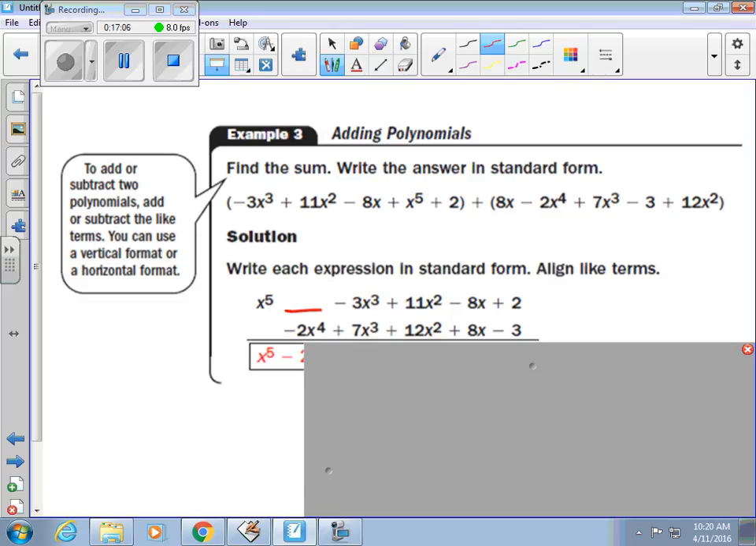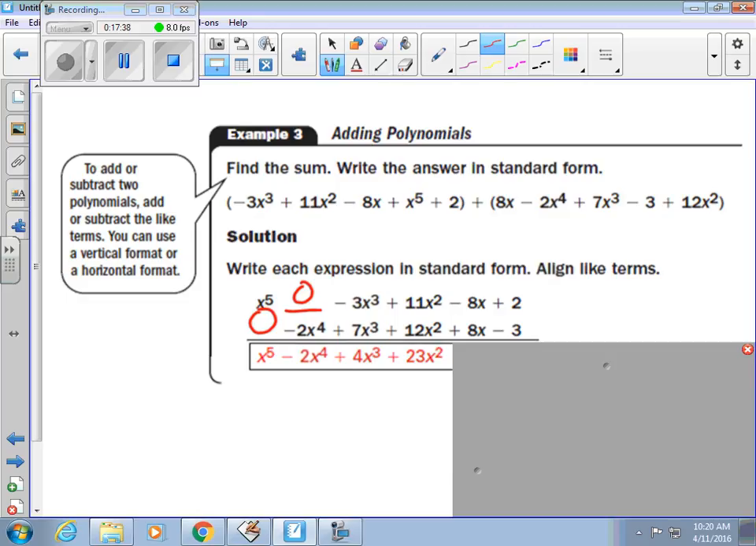So when you put x to the 5th together with nothing here, you get x to the 5th. When you put nothing together with negative 2x to the 4th, you get negative 2x to the 4th. When you put negative 3x to the 3rd and positive 7x to the 3rd, you keep x to the 3rd and you add negative 3 and positive 7, and you get positive 4x to the 3rd. When you put 11 and positive 12 together, again, you keep x squared. You put those two together and you get 23x squared.